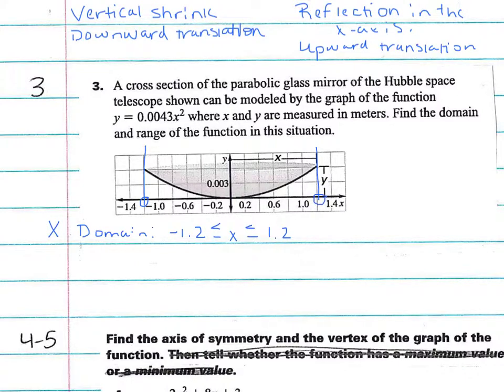And that's your domain. Your range, on the other hand, refers to the y values. And so in this case, the y values start as low as 0. And again, there's no arrows on this, so it only goes as high as this. Okay, so for your range, you're going to have 0 for your least amount is less than or equal to y, which is less than or equal to, and that top point right here is 0.006.